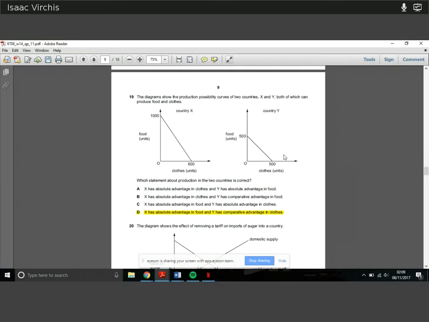What does it have comparative advantage in? Well, this relies on your understanding of opportunity cost. Here it's quite obvious to see that the difference between 600 and 500 is much smaller than the difference between 1,000 units of food there. So it's clear country X is going to have the comparative advantage in food, while country Y is going to have it in clothes. The opportunity cost for country Y producing an extra 100 units of clothes is much less than the opportunity cost here. And therefore we can say comparative advantage. And that's the advantage in food simply because it's producing way more food.